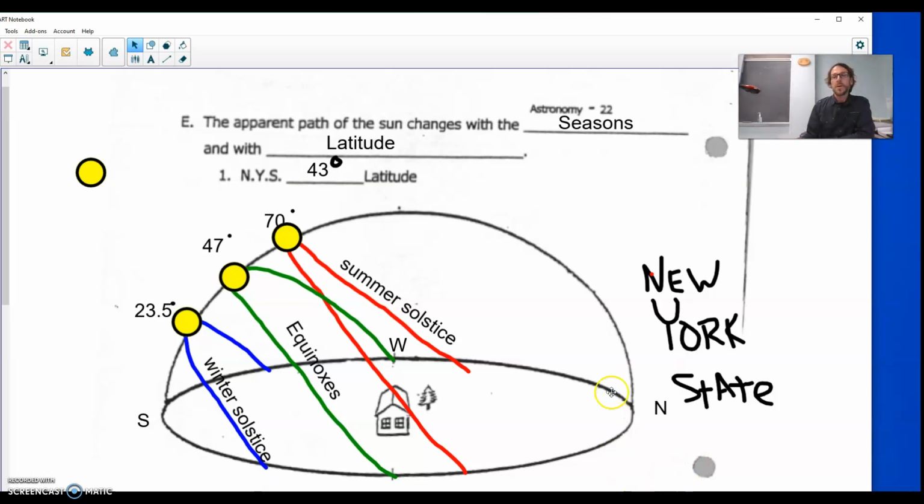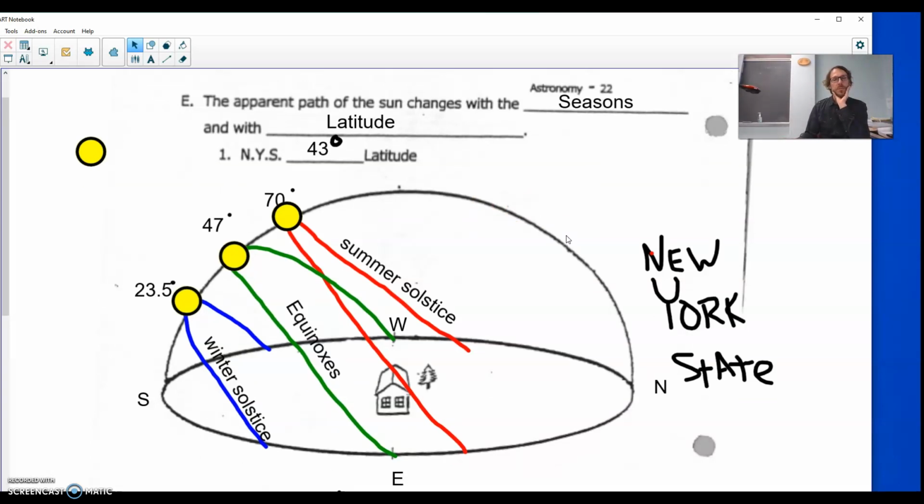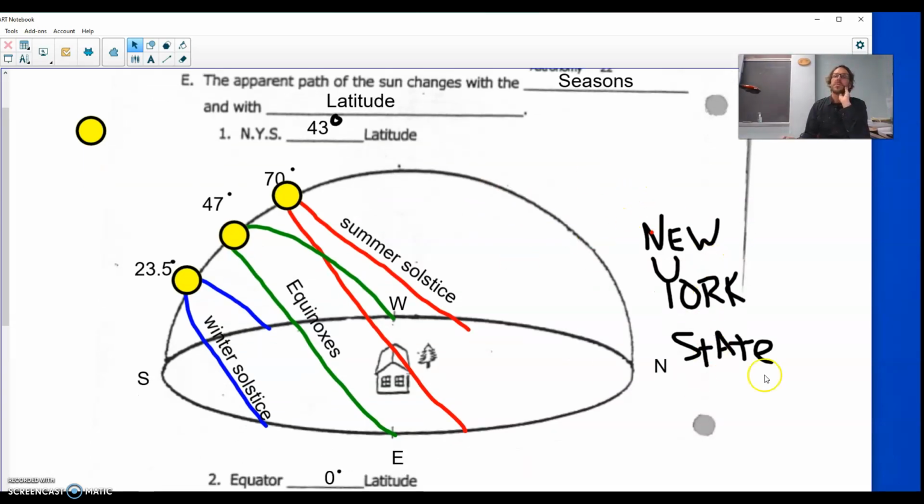If you have the pencils now, or if you're not going to get them, this is the apparent path of the sun as it changes with seasons and with the latitude. So for New York State, I put 43 degrees. You know that we are 42 degrees at Mayville, so that's fine if you want to put Mayville. So I just label what we have here, New York State, and I also put my directions on here.